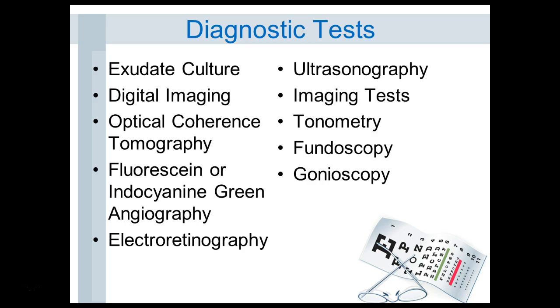Diagnostic tests. If there is drainage, you would be doing an exudate culture, digital imaging of the eye, of the brain, the cornea, optic coherence, fluorescein. We'll talk more about that when we talk about corneal abrasions, electroretinography, retinography, ultrasonography, other tonometry. Most of you, if you've ever had an eye exam, have had that. It assesses the pressure in your eyes.